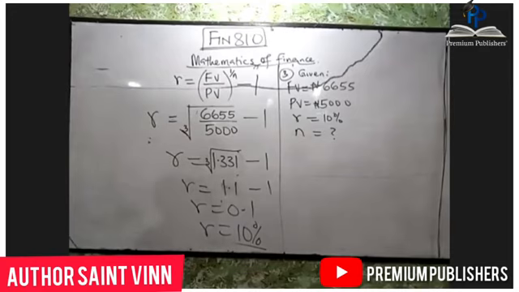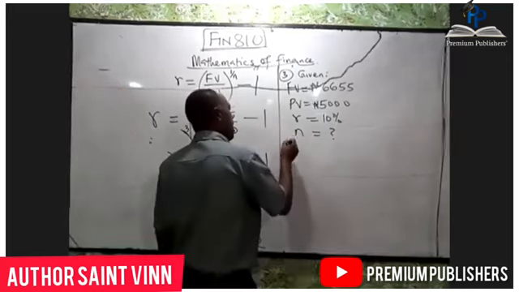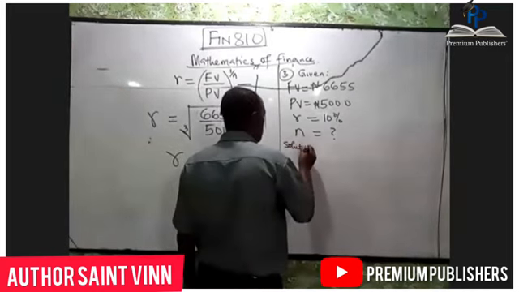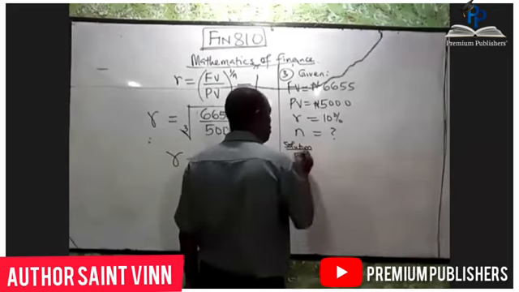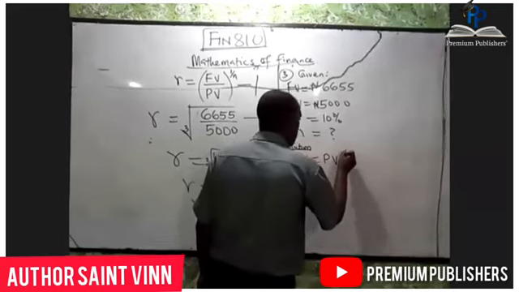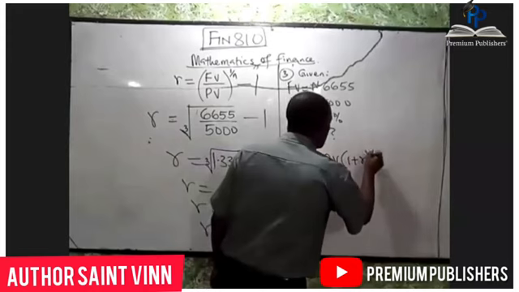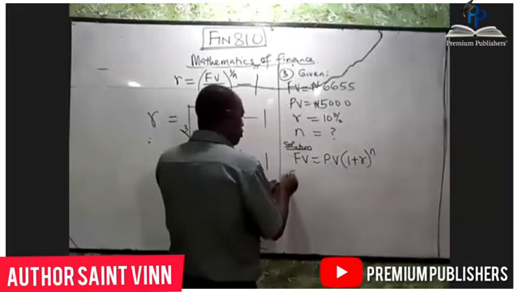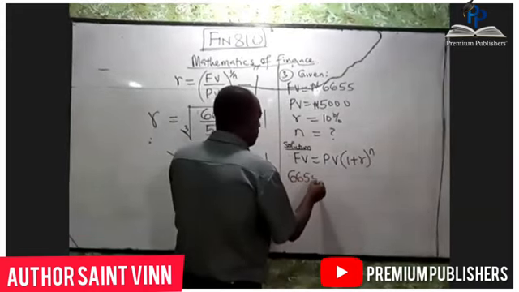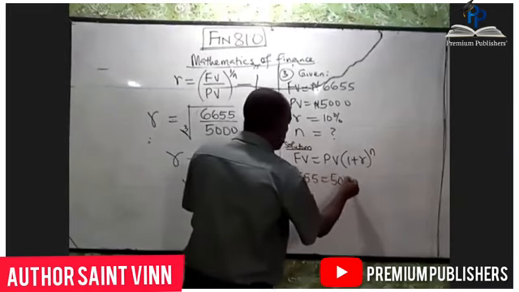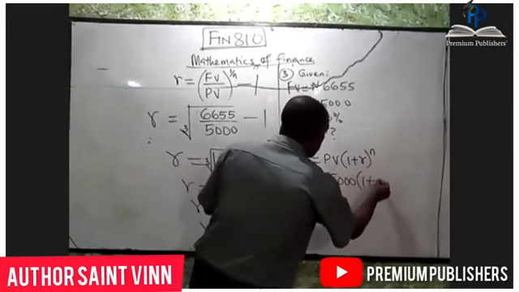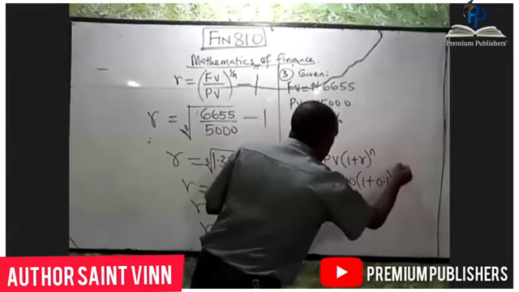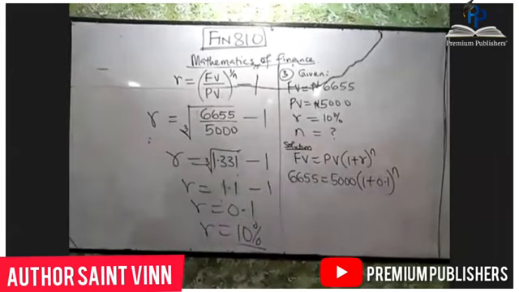That means we should also know how to use the formula. In that one, I would have made n the subject of the formula. But I won't do that because it needs a logarithm attached to it. So I don't need to bother myself. I just apply our formula. Our future value, the way we have known it, is present value into 1 plus r all raised to the power n. Our future value is 6655. Present is 5,000, into 1.1, all raised to the power what? n. We're looking for that n.